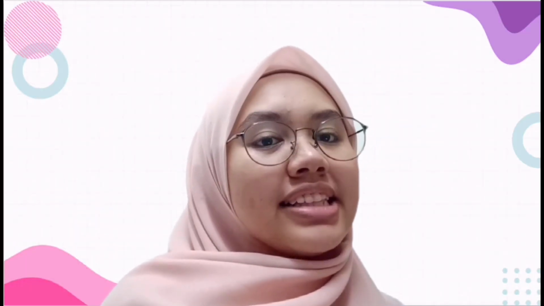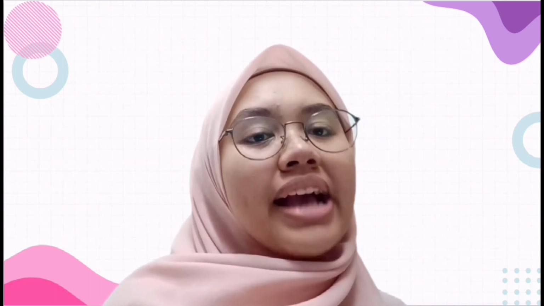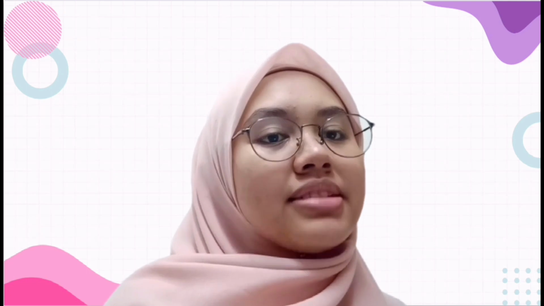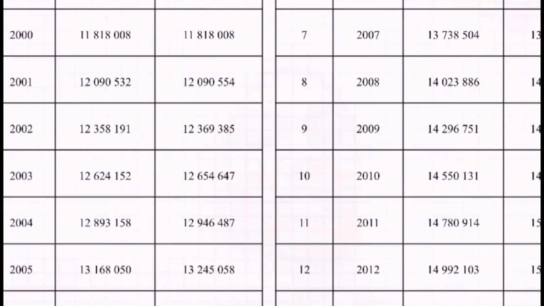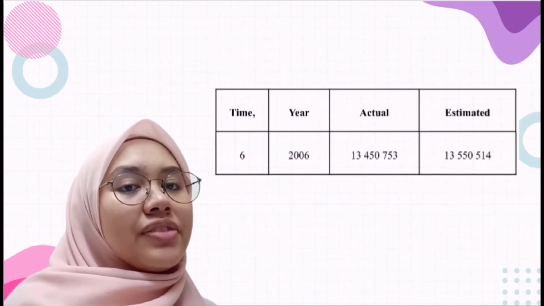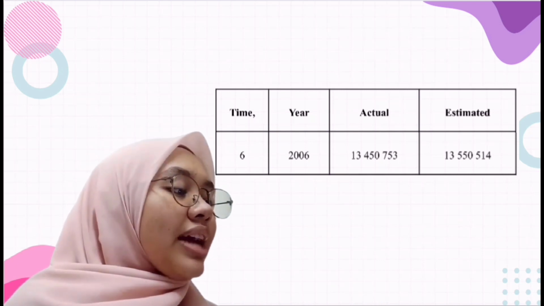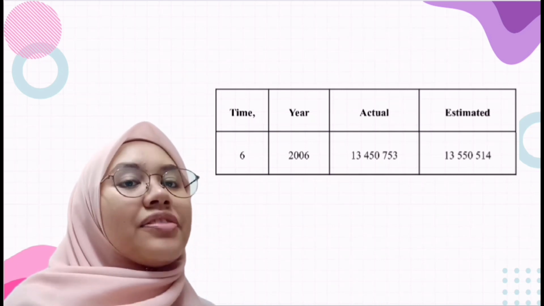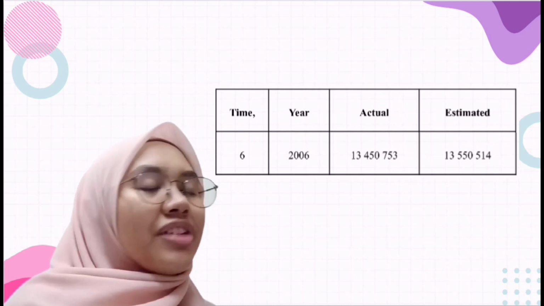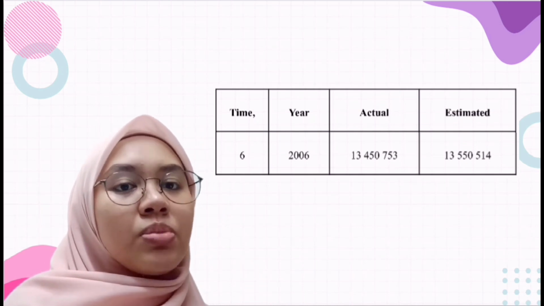Next, analysis and discussion. To see the accuracy of the values, we can compare the actual values and the values obtained by the particular solution. Focusing on year 2016, which t is equal to 6, the actual value is equal to 13,450,753, while the estimated value is 13,550,513. So we can see that there is a slight difference between both values.